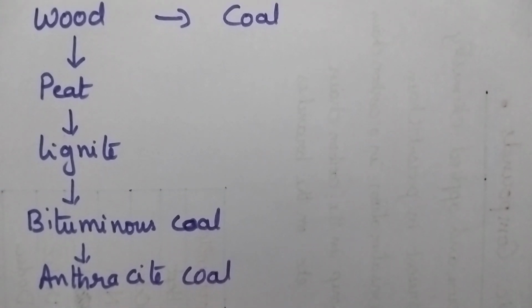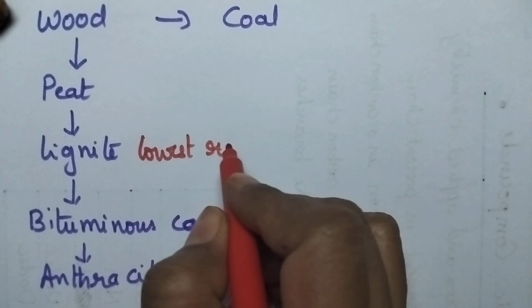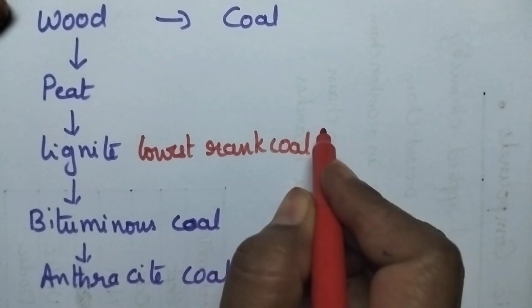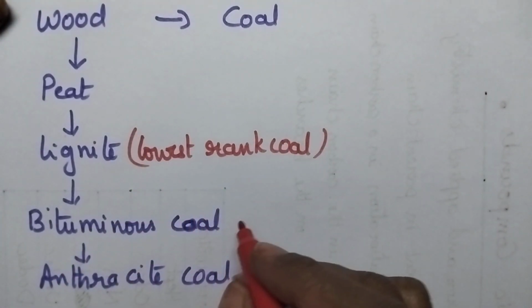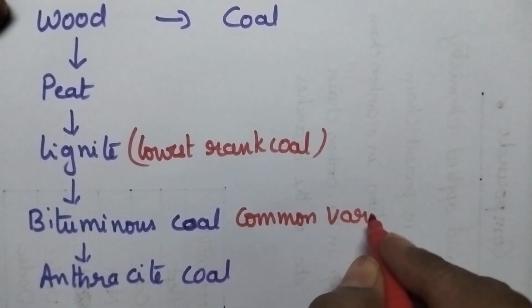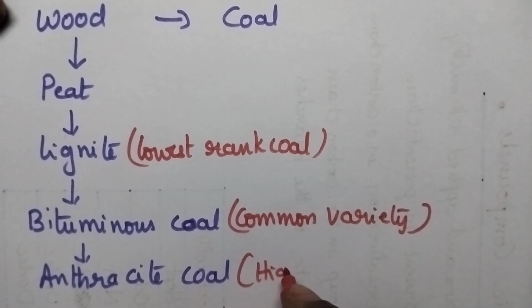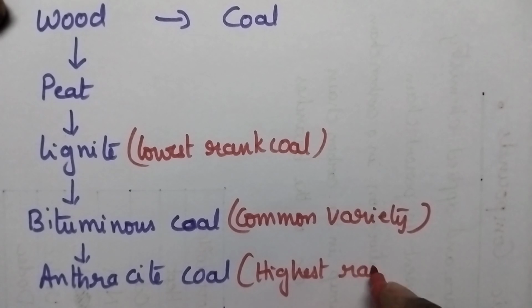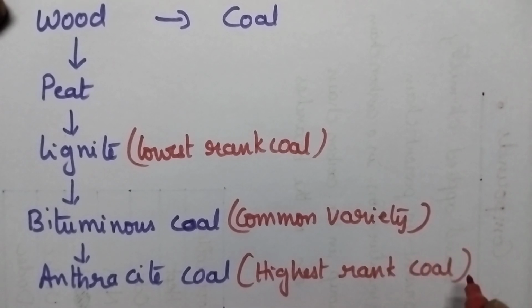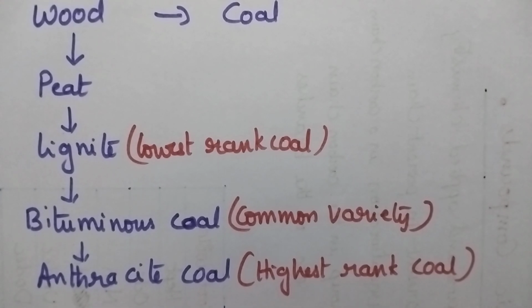coal. Here, lignite is the lowest rank coal. And most widely used variety of coal is bituminous coal. The coal with higher calorific value is anthracite, and hence it can be called as highest rank coal. And especially always remember the fact that the calorific value depends upon the percentage of the carbon.